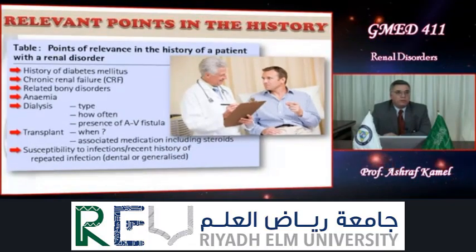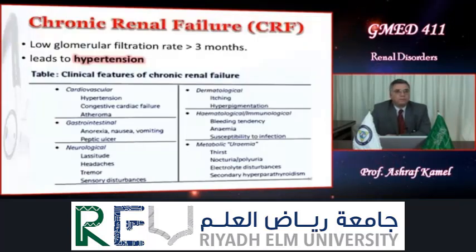The points in the history. First is history of diabetes mellitus, chronic renal failure, related bony disorders, anemia, dialysis. We ask about the type, how often, and the presence of the AV fistula, transplant, when, and associated medications, especially steroids, susceptibility to infections, or recent history of repeated infections, whether dental or generalized.